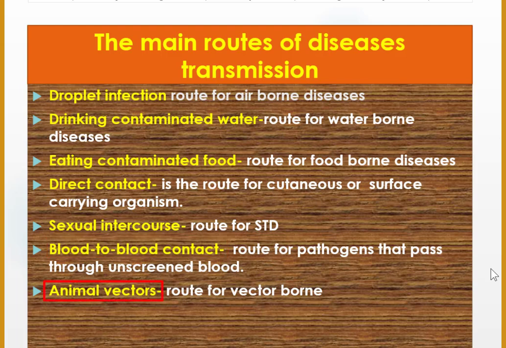The seventh one is animal vectors. Animal vectors are another route in which many diseases are spread through bites of insects. Pathogens of vector-borne diseases are mainly passed through this route, like malaria and sleeping sickness.